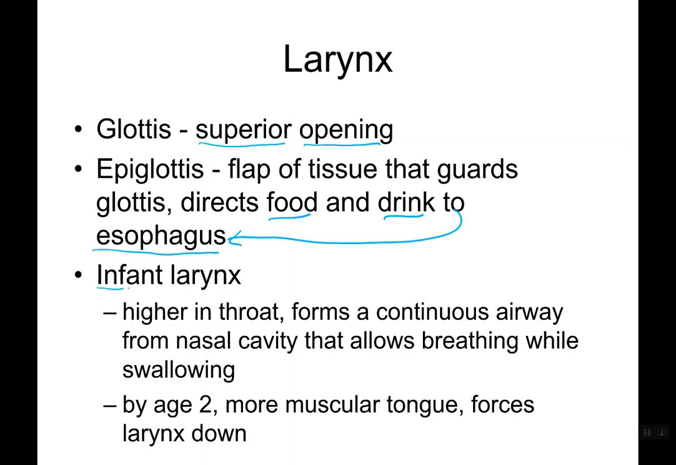Interestingly, in infants who have different feeding and laryngeal needs than we do, the larynx is actually higher up in the throat, and that's related to tongue and pharyngeal musculature. And what this allows the infant to do is form a continuous airway from the nasal cavity that allows them to breathe while swallowing. And this is really designed to facilitate breastfeeding.